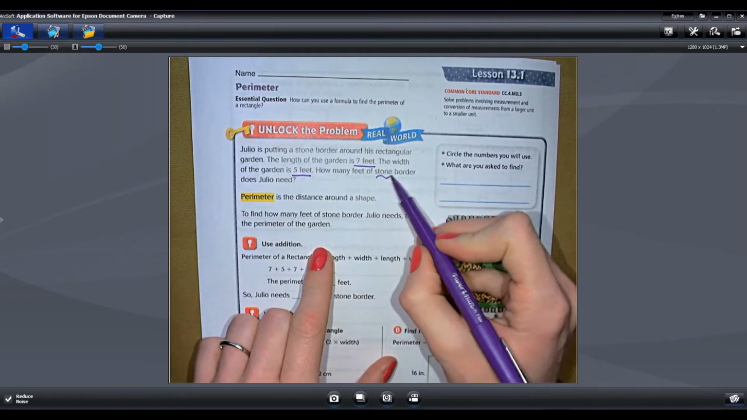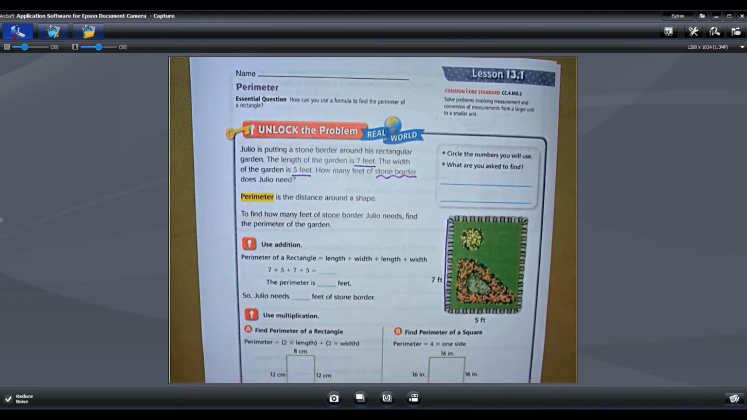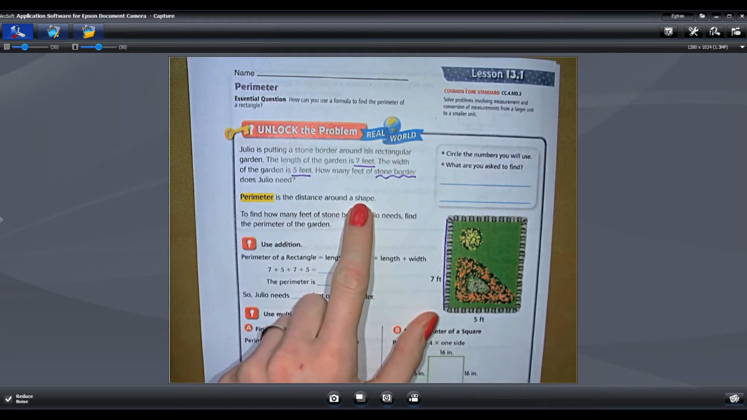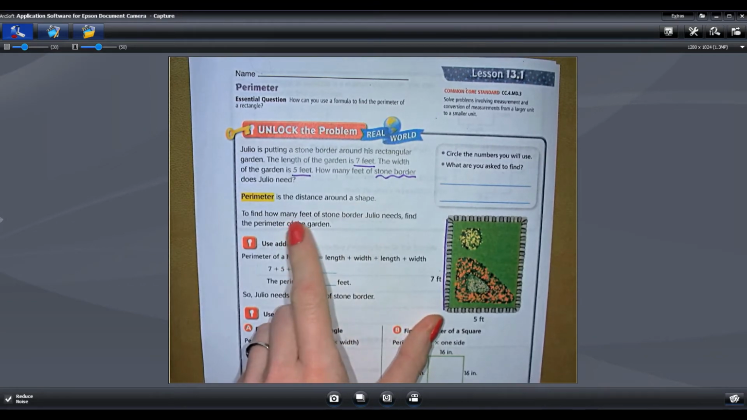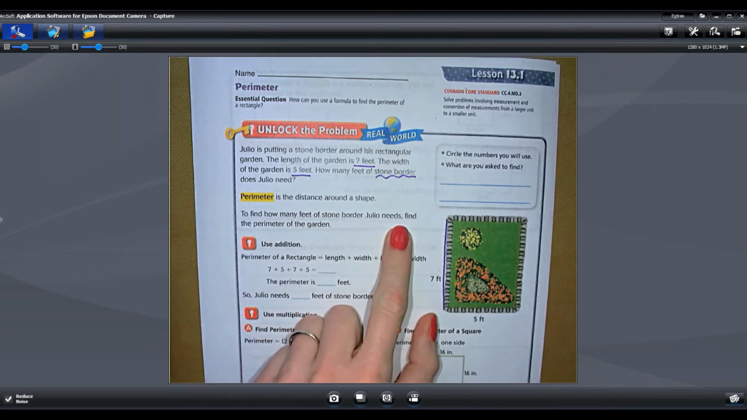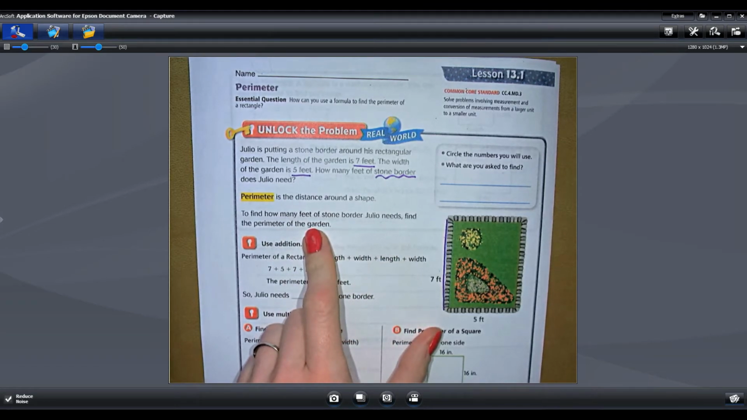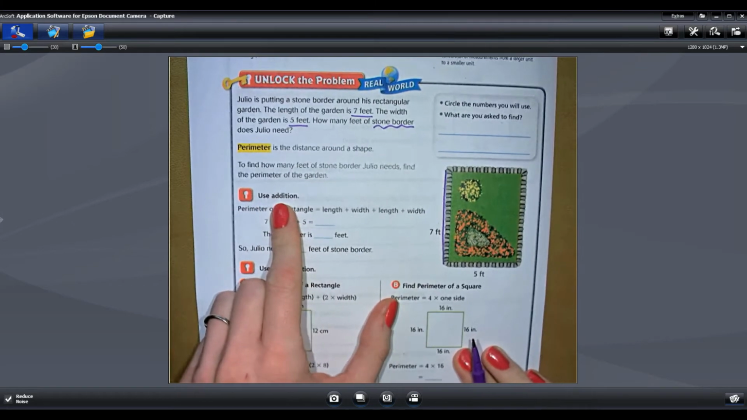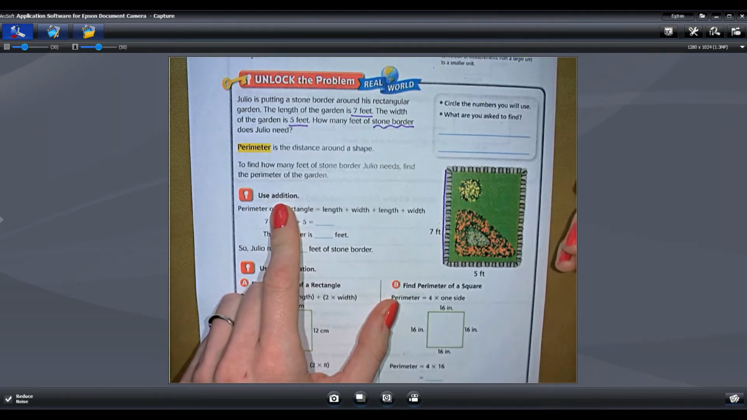When you see words like stone border or fence or perimeter or edging, it's talking about perimeter. Those are all perimeter clue words. Perimeter is the distance around a shape. Again, add up all the sides. To find how many feet of stone border Julio needs, find the perimeter of the garden. Use addition. This is the easiest way, the way you can always use. Add up all 4 sides.